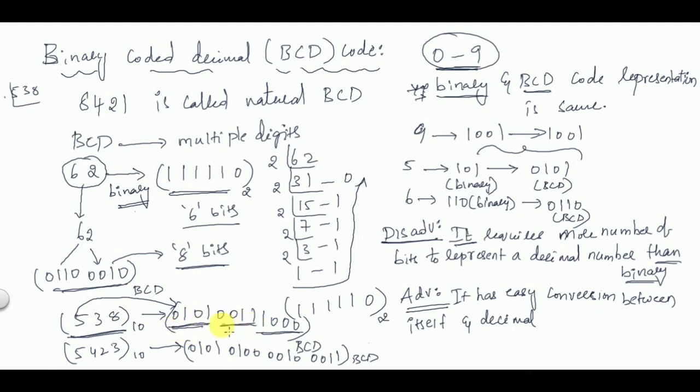Suppose you group 4 bits: these 4 bits represent 8, these 4 bits represent 3, and these 4 bits represent 5. So 538 base 10 is the corresponding decimal. So if you have a decimal number, you can easily convert it into BCD code, and if you have BCD code, you can easily convert it into decimal. So that is the advantage here. So I have written here that it has easy conversion between BCD and decimal. Easily you can convert decimal to BCD or from BCD to decimal. Okay, so this is how the BCD code works.